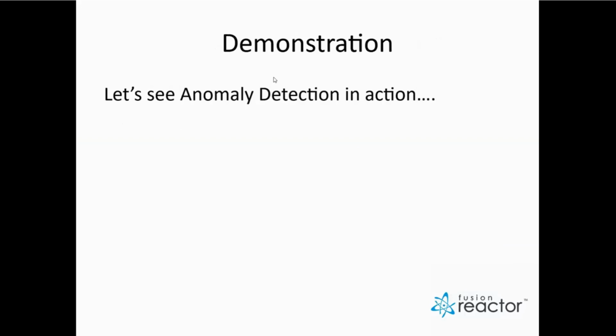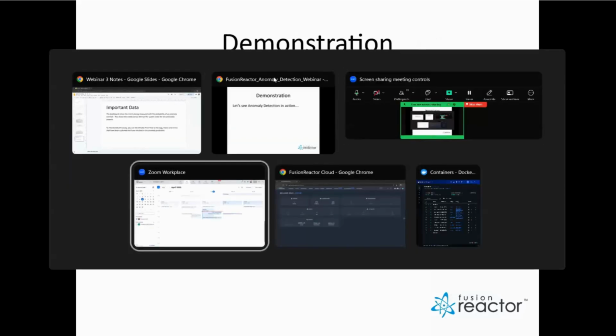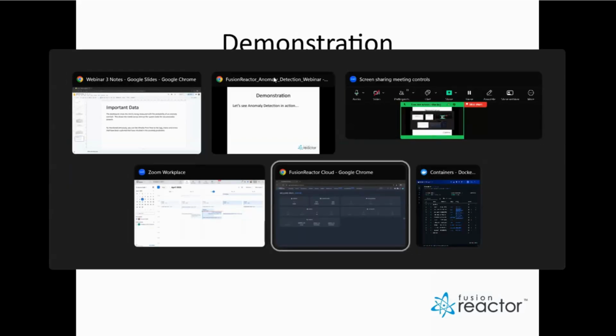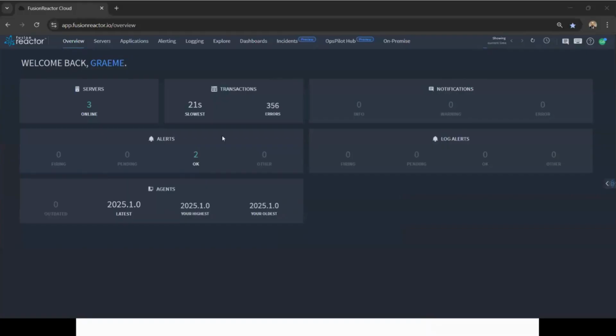Now, what I'll do is I'll go over to my cloud environment and I'll just show you exactly what I mean by anomaly detection in here. So many of you, I'm sure, will recognize this is the overview screen when I first come in to the cloud. I've got, just to let you know, 3 servers as part of this environment.